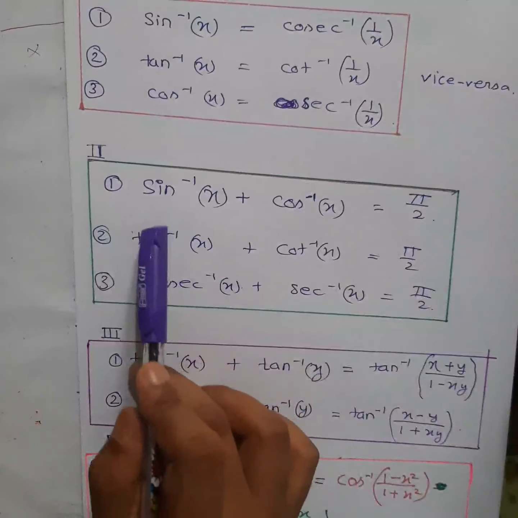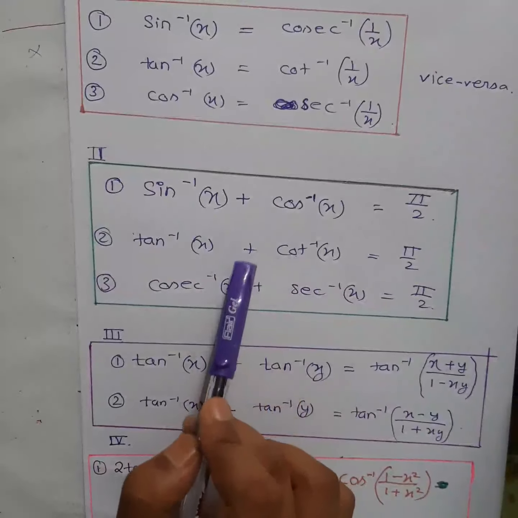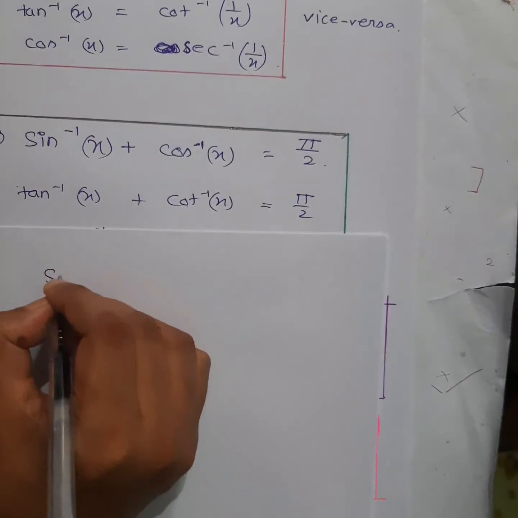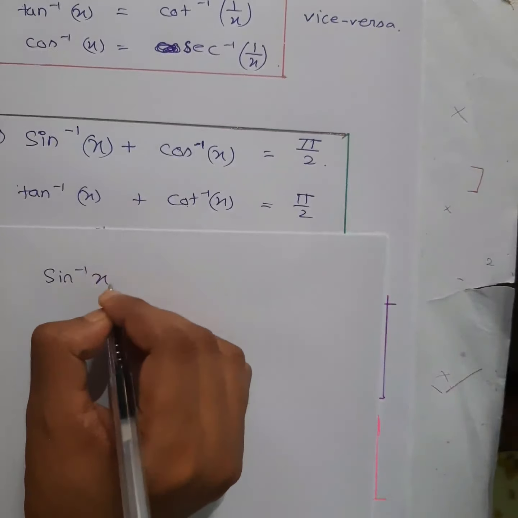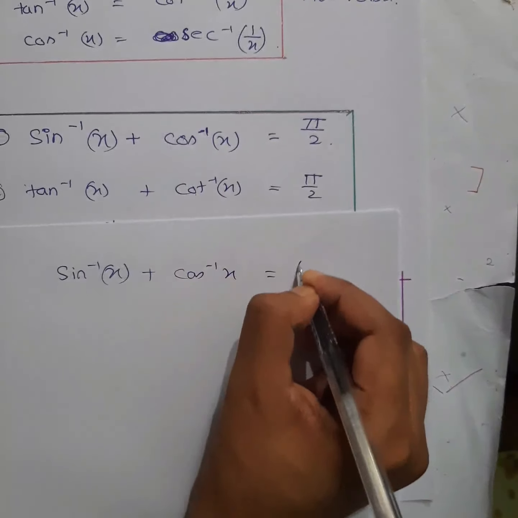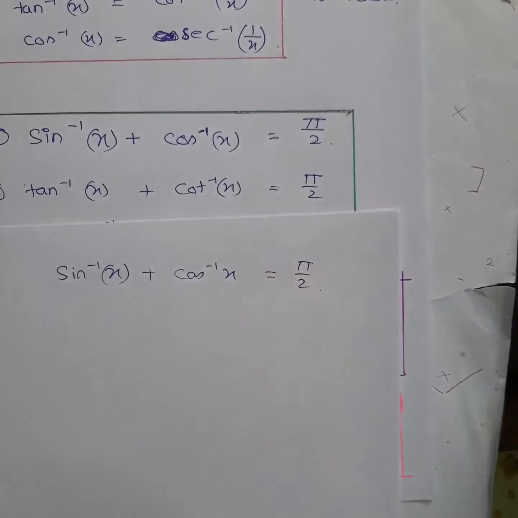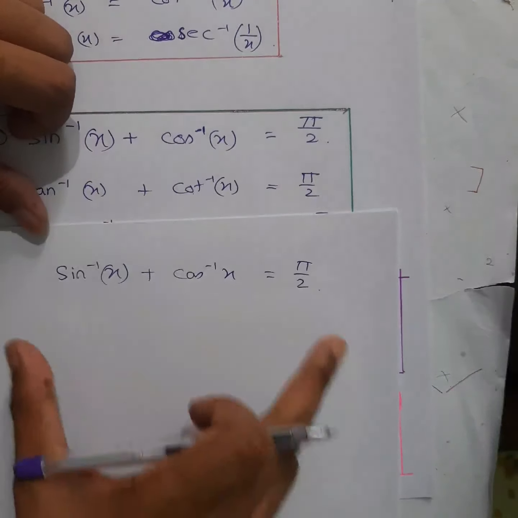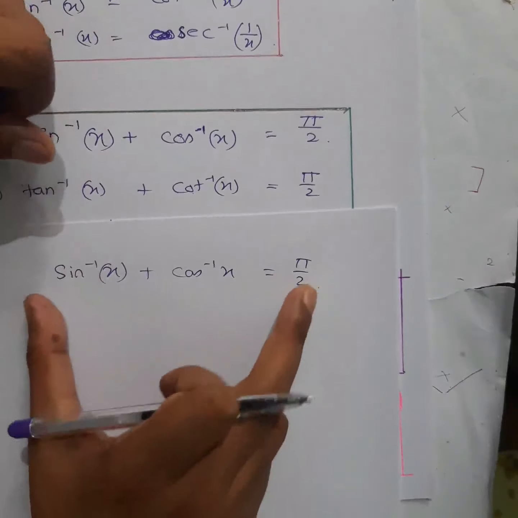So the first derivation we will do is this one. What is the identity here? You can see it is sine inverse x plus cos inverse x is equal to pi by 2. Now it's always better to know the derivation. When you know the derivation, it becomes easier to remember the identity.